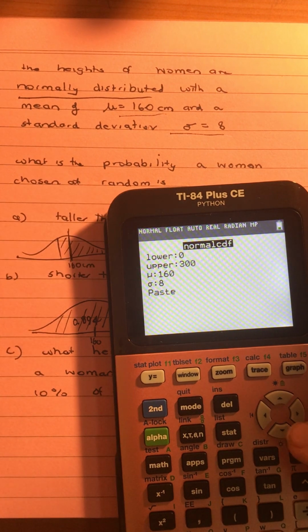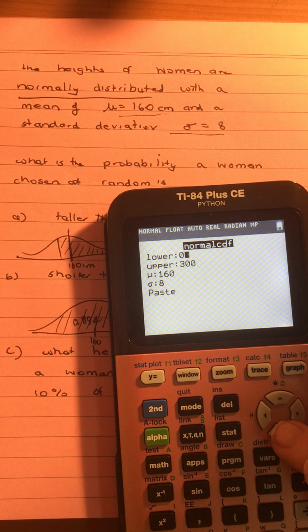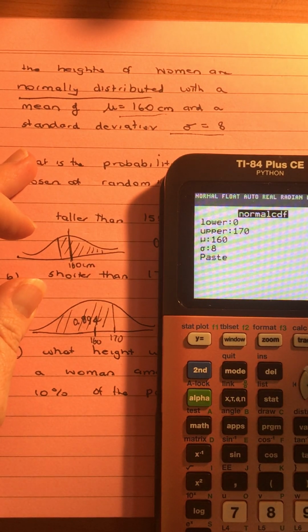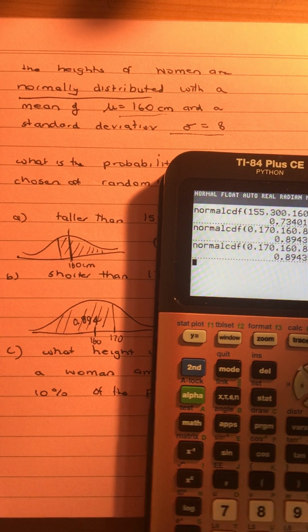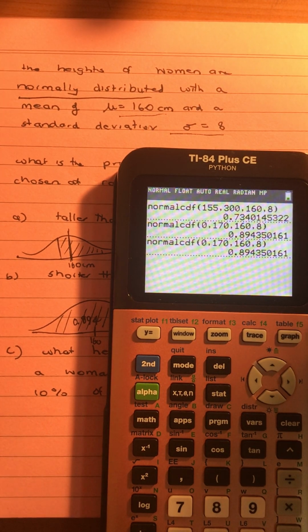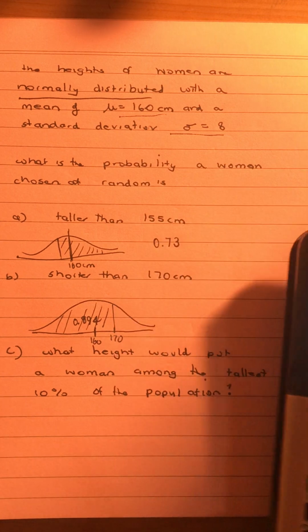So I could have put a 50 for the height or something like that. Doesn't really matter. I've got my 0, I've got my 170, got my 160 and 8 there, and we get the same answer. So you can scroll back and bring those down if it makes it a little bit quicker for you if you're doing repeated calculations.